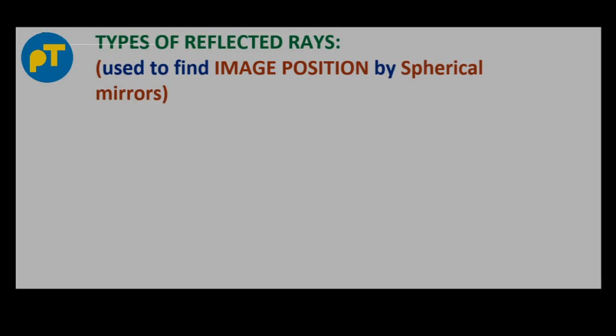Hello everyone, in this video we shall learn the types of reflected rays, which are used to find the image position by spherical mirrors. So we shall learn the types. There are four types. But before we go ahead with that, I want to say one basic concept.